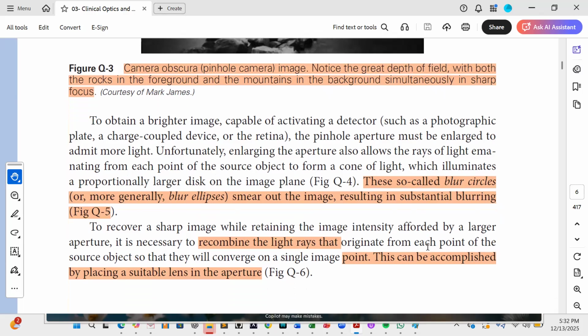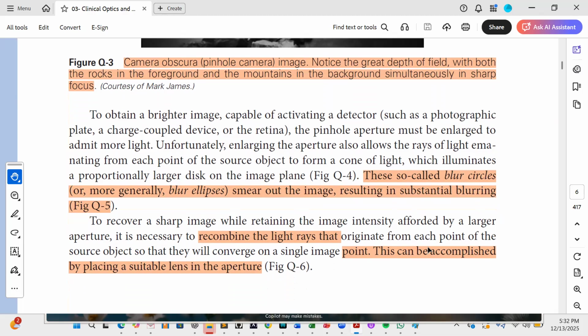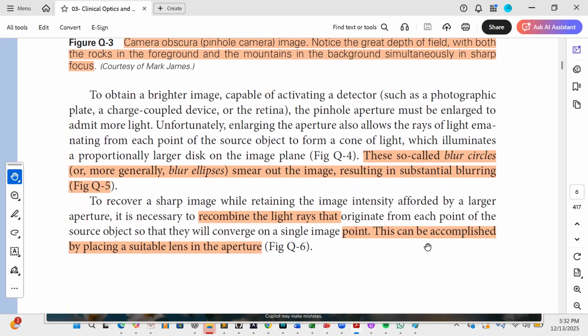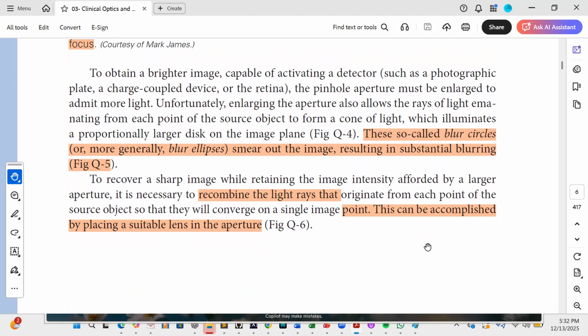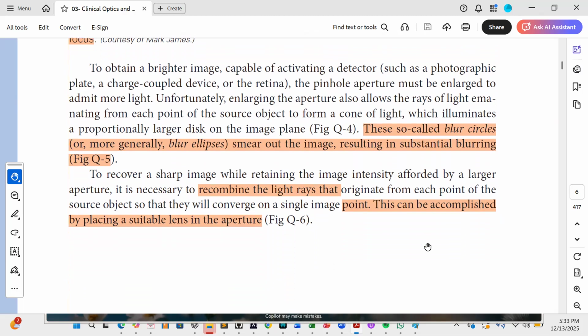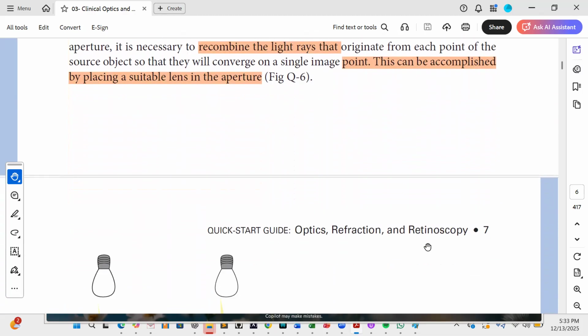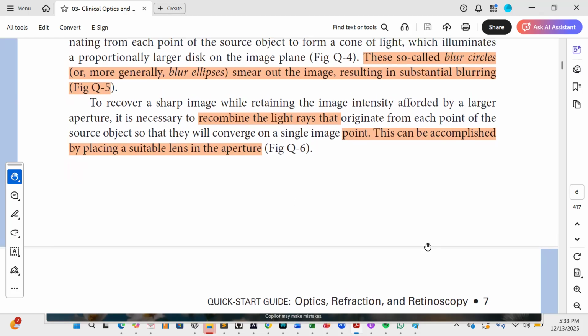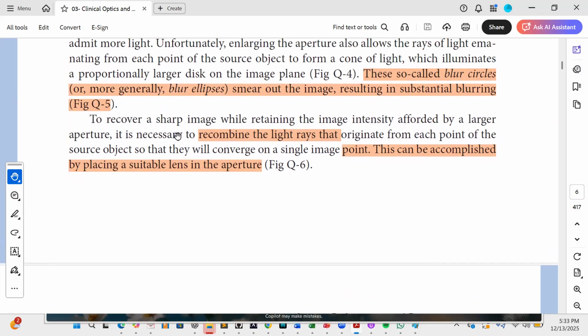Okay, so once you enlarge this pinhole size, the aperture, it results in a blur circle, and then it will reduce the clarity of the image. So if you want to get a brighter image, and the pinhole is now having a large blur circle, you could actually focus those rays coming from the object by putting a larger aperture of lenses, so it converges further.